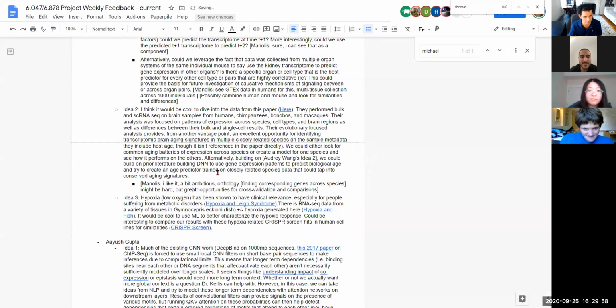Yeah, so I think it's a great project. Sounds good? Yeah. Okay. Yeah, it's a super cool data set. Hypoxia, low oxygen, shown to have clinical relevance for people suffering from metabolic disorders. RNA-seq data for a variety of tissues. Here it would be cool to use ML to better characterize the hypoxic response. Could be interesting to compare our results from these hypoxia-related CRISPR screens.